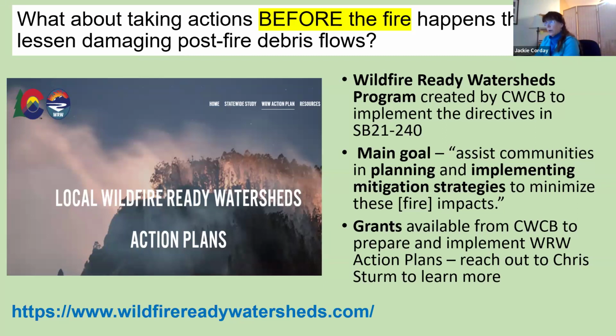270. So in 2021, the legislature created this program to help communities plan for these wildfire events that will likely eventually come to most people's communities that live in the more forested areas. The main goal of the program and the funding allocated to it is to assist communities in planning and implementing mitigation strategies to minimize fire impacts. And there's grants available from CWCB, and this type of work that we're talking about can fit in that.